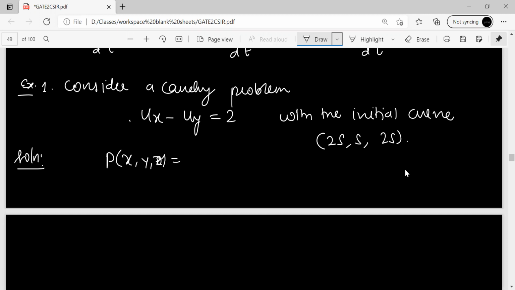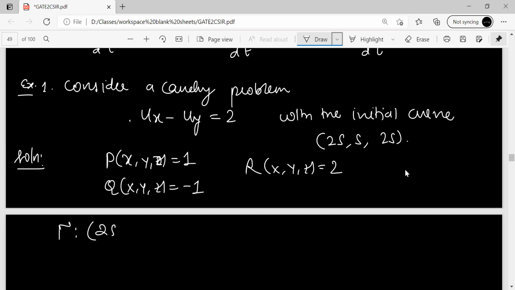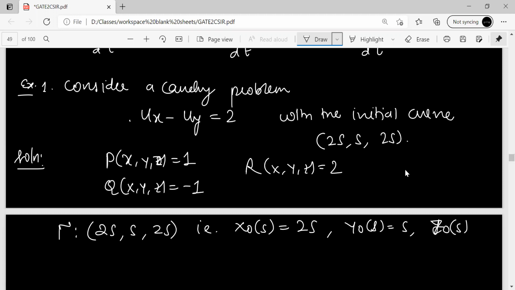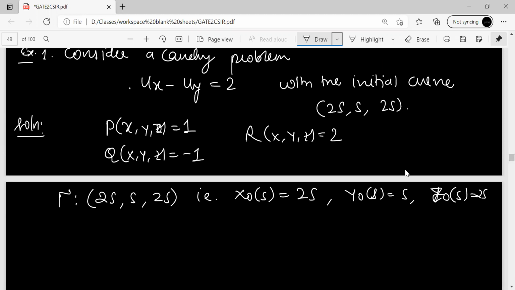P of xyz here is 1 and q of xyz is minus 1. R of xyz is 2 on the right hand side, and this is your gamma, and here you have (2s, s, 2s). So that is x naught of s is your 2s, y naught of s is your s, and then z naught of s is your 2s. Now consider the ratio.